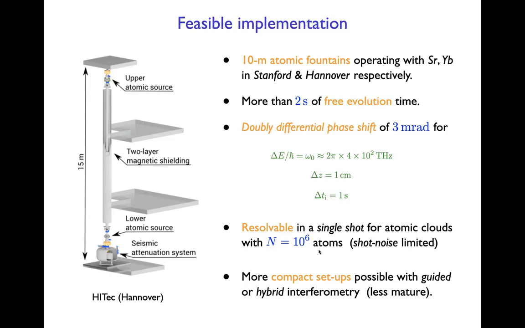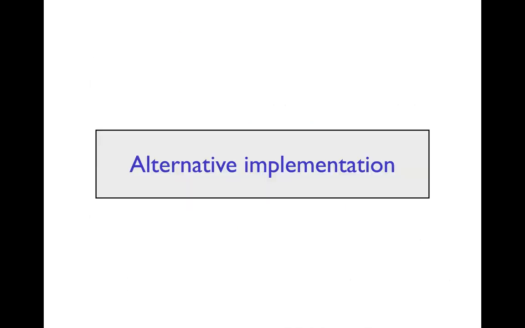And since I see that we started a little bit later, now basically the point is that I have this alternative implementation, discussing also a bit more the details of how to do that, for example, with this atomic fountain in Hanover.